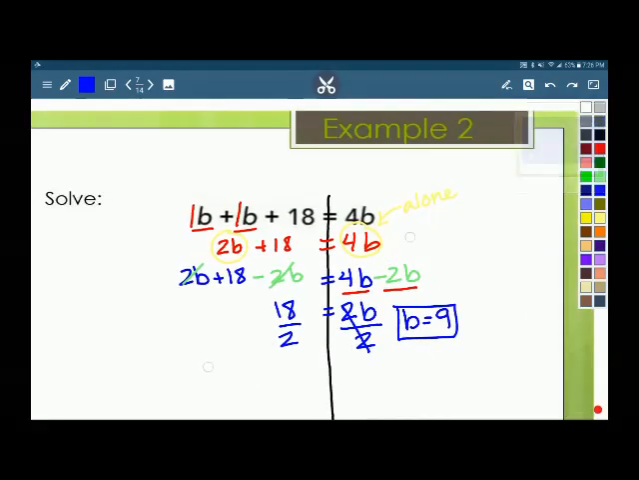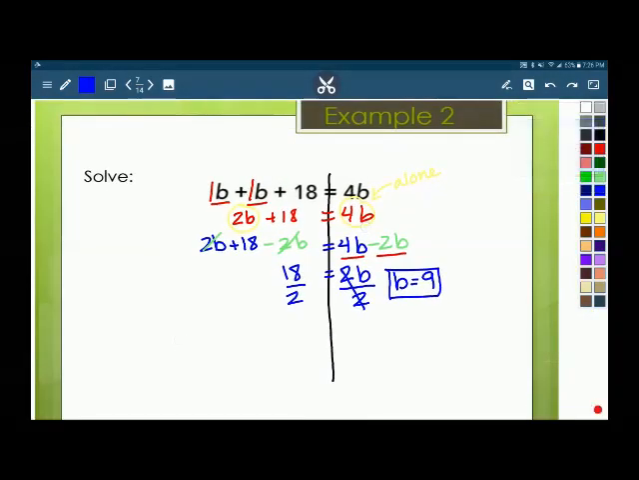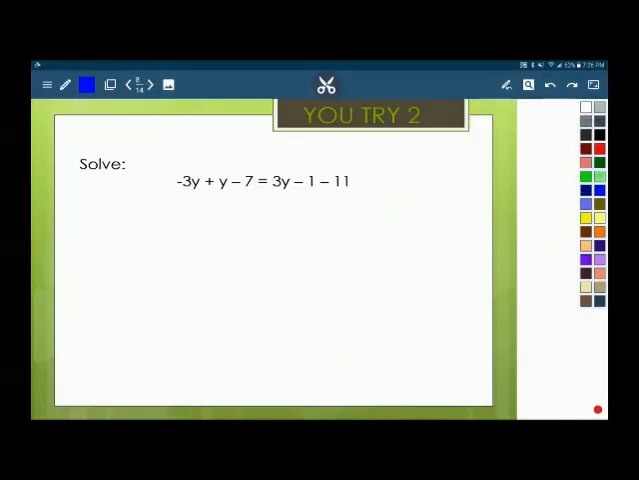Let's have you give this a try in your second u-try. Again, focus on one side at a time. Combine any like terms first on each side of the equation, then start trying to move your variables to one side, then use inverse operations to solve.